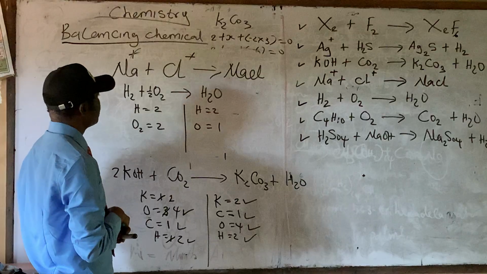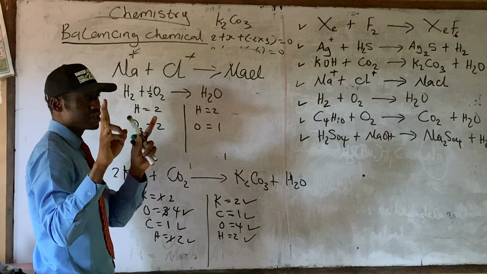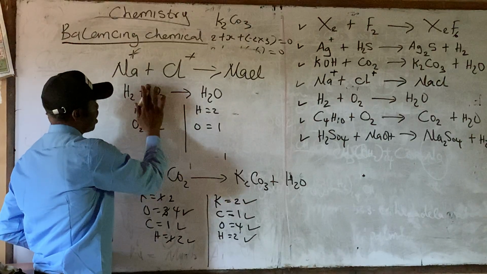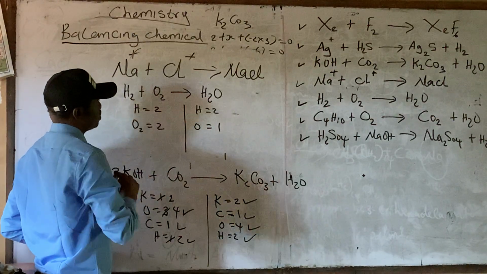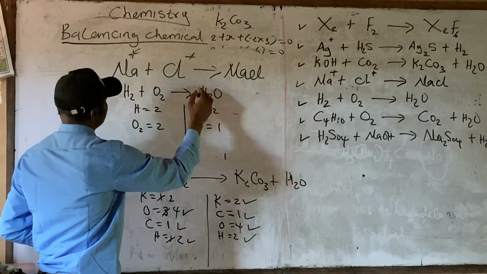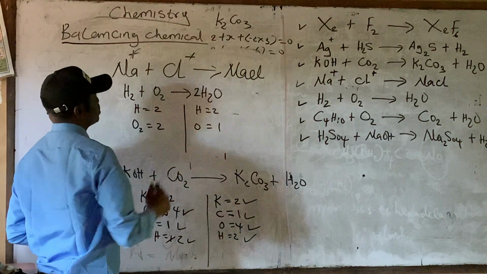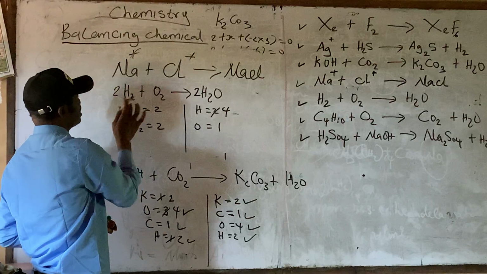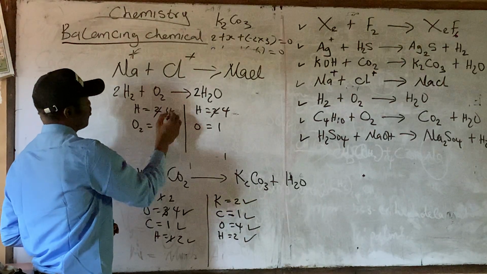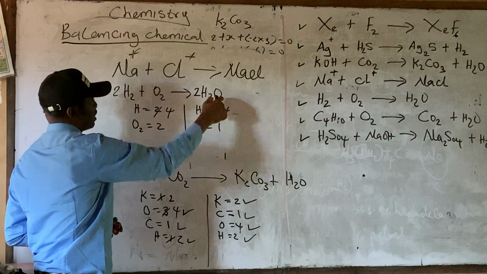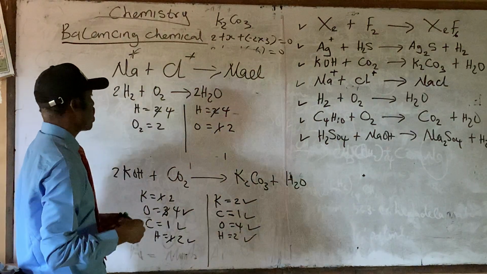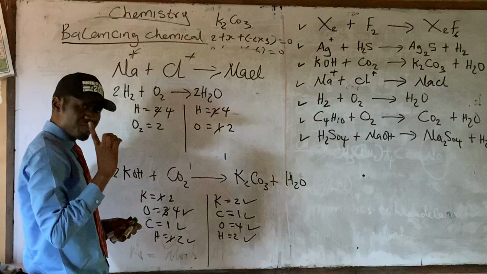Think first. I'll show you 2 methods of solving it. I'll use the first one. The first one is clean up these 2. Now, if you put 2 here, 2 times 2, 4. Hydrogen will become 4. If I put 2 here, 2 times 2, hydrogen will become 4. Oxygen is 2 times 1, 2. Oxygen is now 2. Oxygen is also 2. That is the first method.